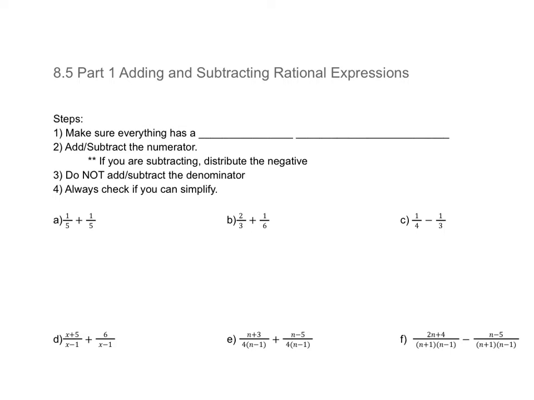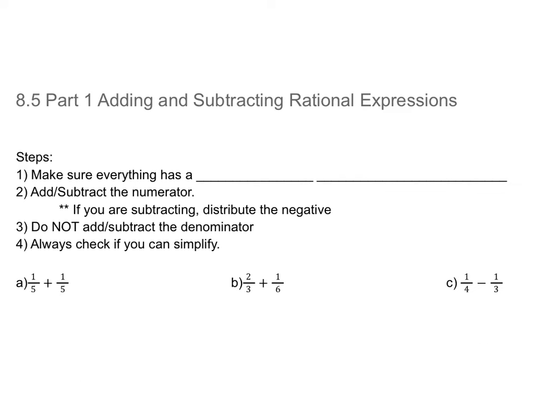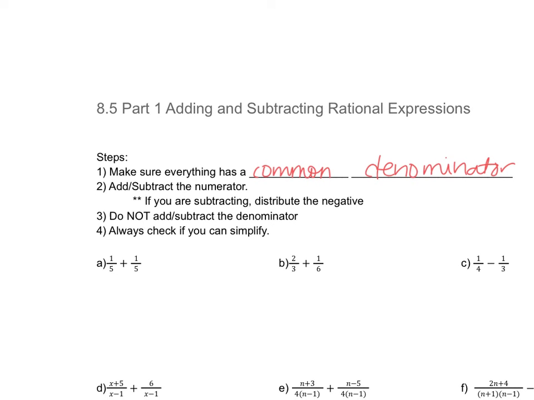All right, so we're going to start 8.5 today, part 1, and this is adding and subtracting. Adding and subtracting is a little bit more of a pain, but you have to make sure everything has a common denominator. The denominator is the bottom part of the fraction. If everything does not have a common denominator, you cannot add or subtract it until it has that. So make sure you do that first.